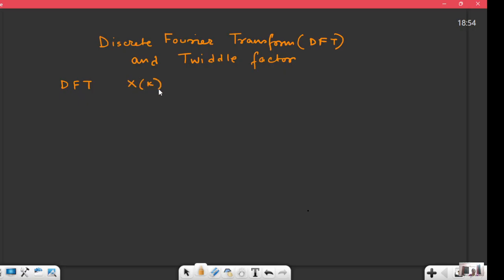X of k is equal to summation n equal to 0 to N minus 1 x of n e to the power minus j 2 pi by N into k into n. Both k and n are varying from 0 to N minus 1. This is known as capital N point DFT. Now this equation is represented in matrix form also.